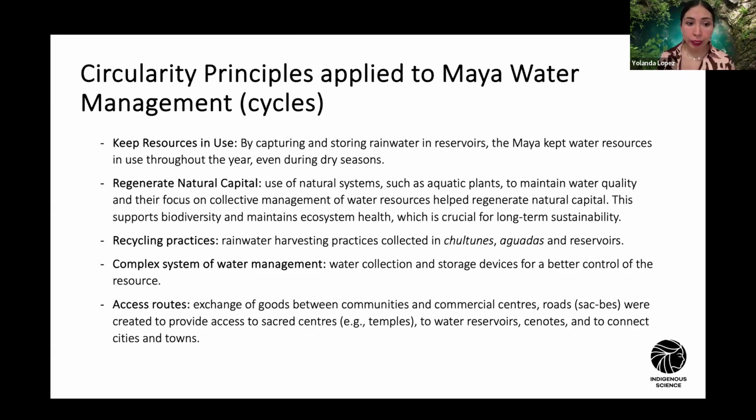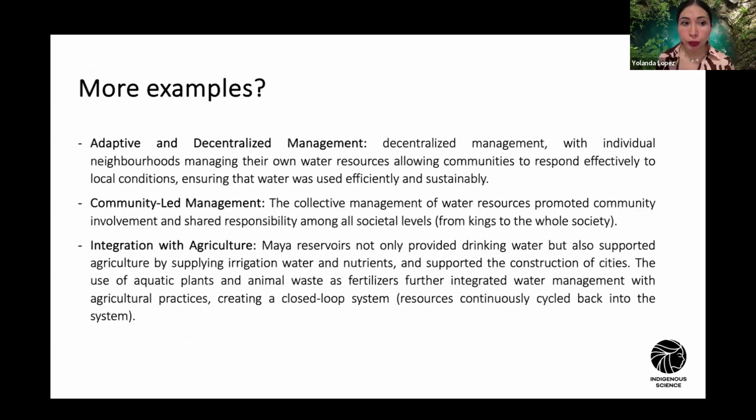And along with the constructions to access routes for the exchange of goods between communities. And there are more examples. I can give you some now, because we don't have enough time, but for example, there was this decentralized management of water, with neighborhoods managing their own water resources, but also allowing other communities to respond to the local conditions. So essentially, the community was able to ensure that the water was used efficiently and sustainably, and there is plenty of evidence on that as well.